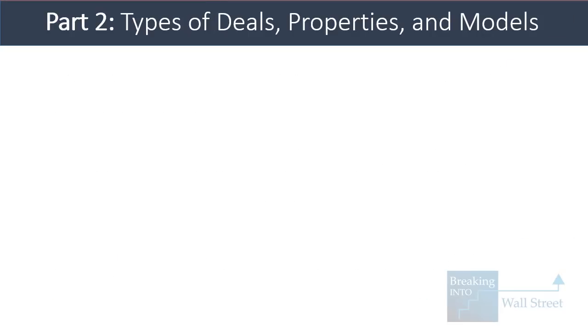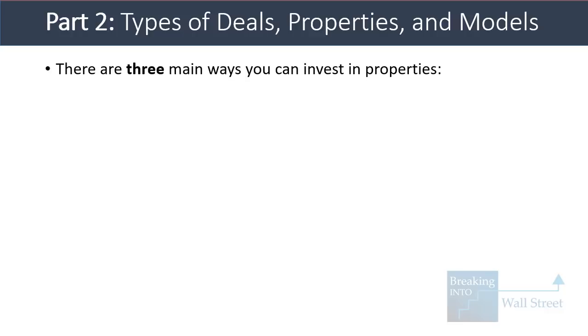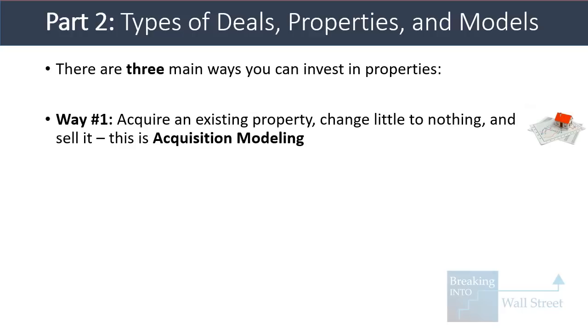Let's now go into part 2 and talk about the types of deals, properties, and models in this sector. There are 3 main ways that you can invest in properties when it comes to commercial real estate. First off, you can acquire an existing property, change very little to nothing about it, and then sell it in the future. And this is called acquisition modeling.